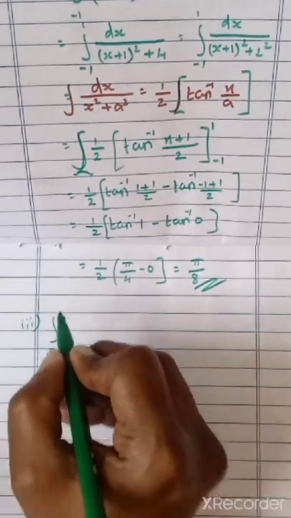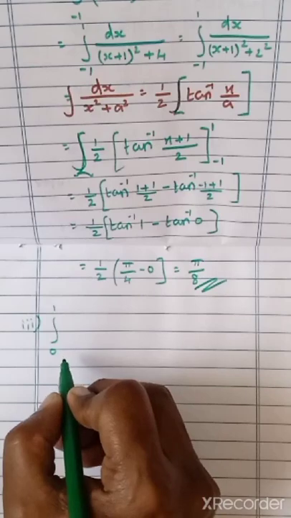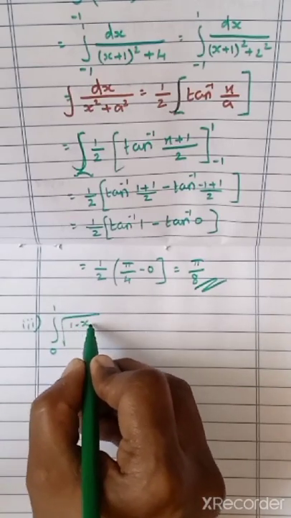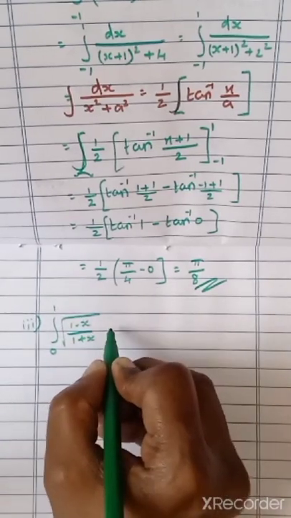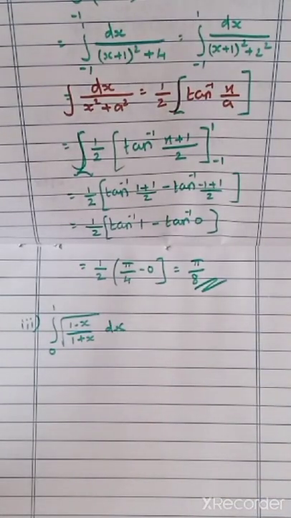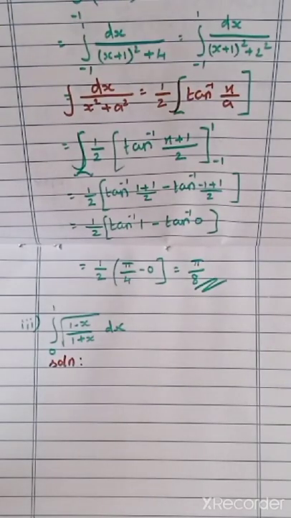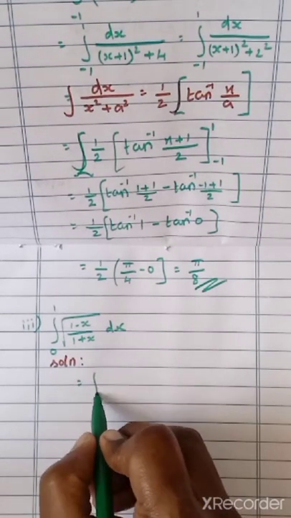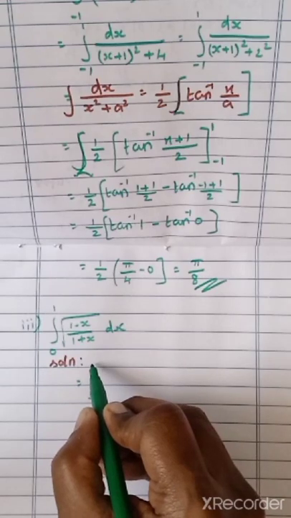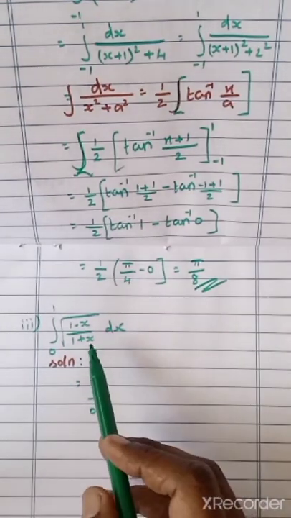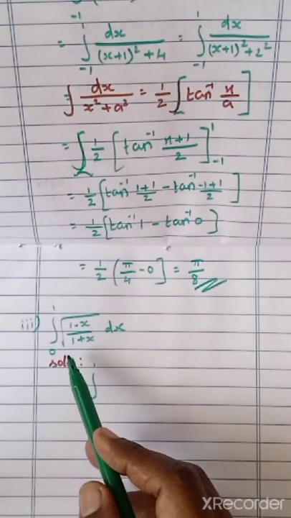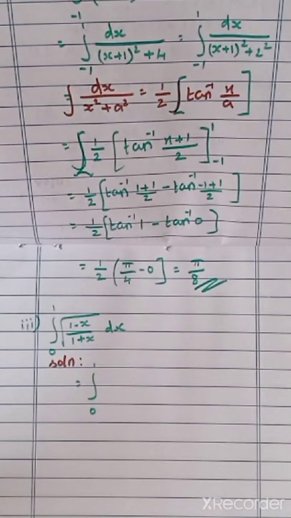Question: integral 0 to 1 of square root of 1 minus x by 1 plus x dx. Now tell me, can you apply the formula directly? No, because we have a function in the numerator and the denominator also has a function. So we have to use some other method. Here we can write it as integral 0 to 1. We have to multiply by the conjugate of 1 plus x. What is its conjugate?